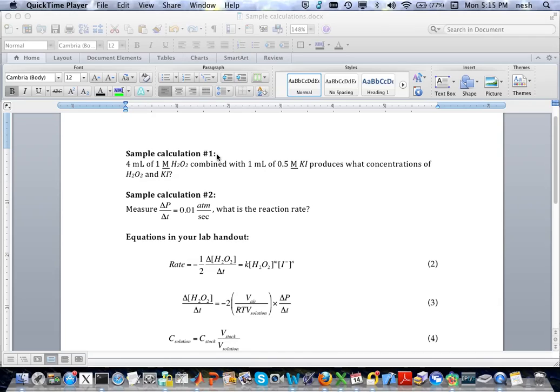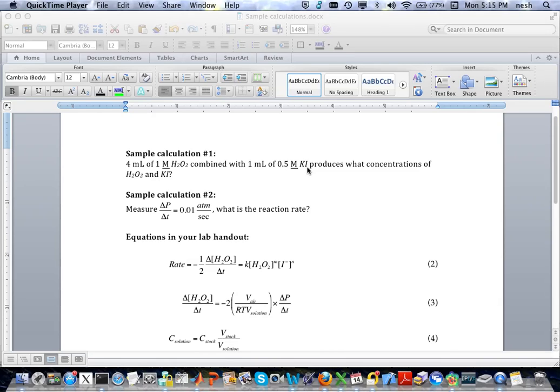If you combined in a test tube, that's how you're going to do this reaction, 4 milliliters of 1 molar hydrogen peroxide, combine it with 1 milliliter of half molar potassium iodide, will produce a what concentration of peroxide and potassium iodide? Obviously, it's going to produce 5 mils total of solution, and we're going to do that.